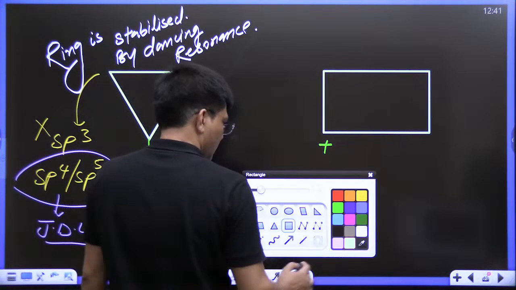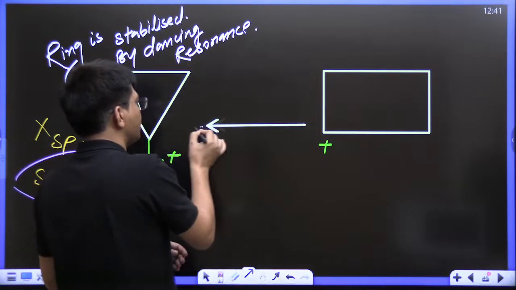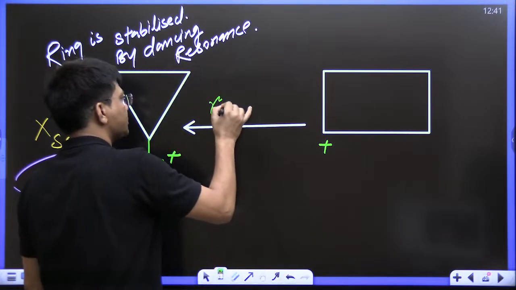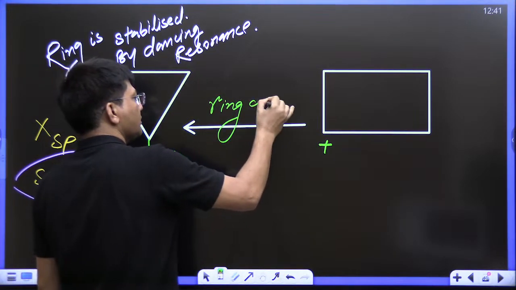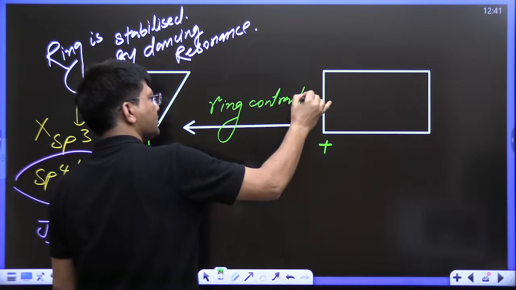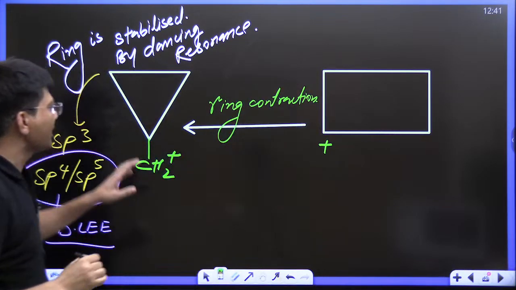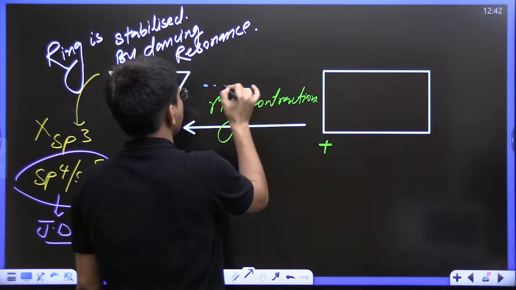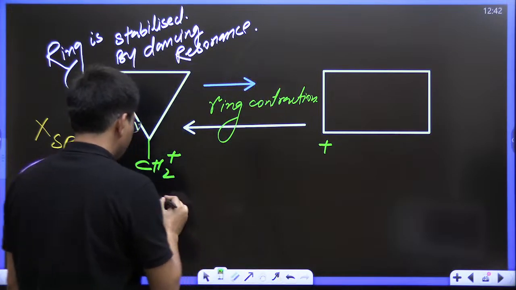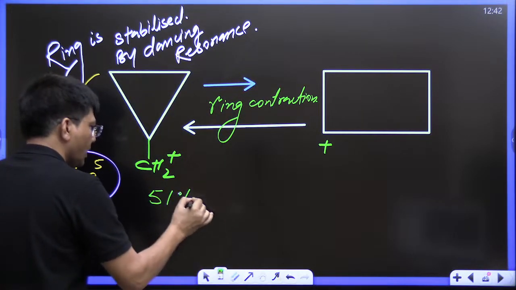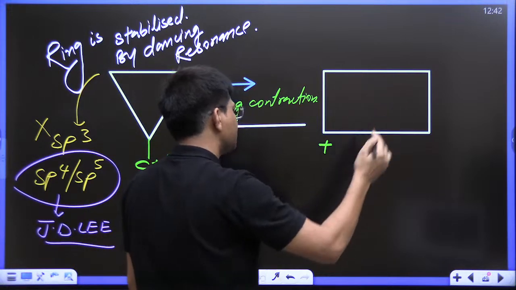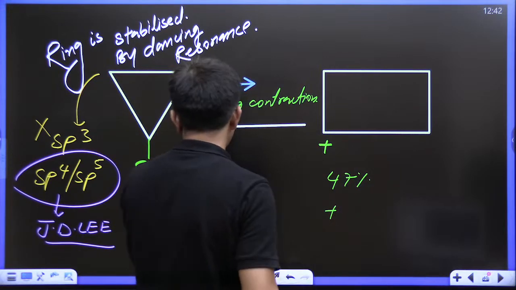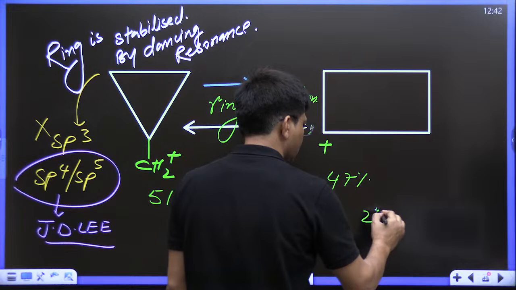So definitely this ring will convert into this. This is known as ring contraction. Always you are doing ring expansion, but this is ring contraction. I will not say that it will totally convert into this. Some part will remain on that side also, because 51% lies toward this side, 47% like this side, and the remaining 2% elimination takes place.